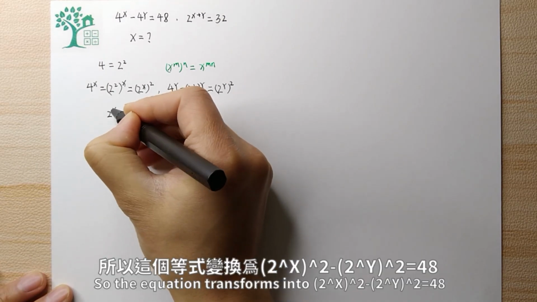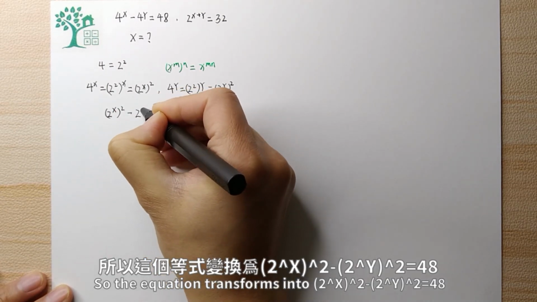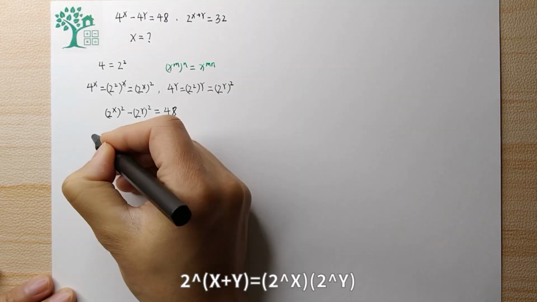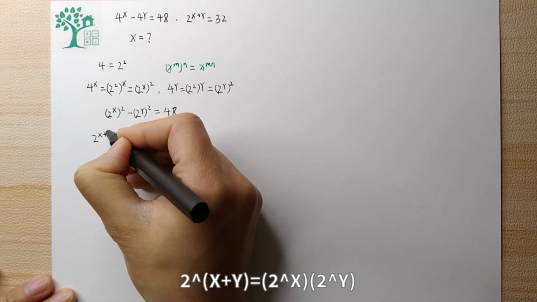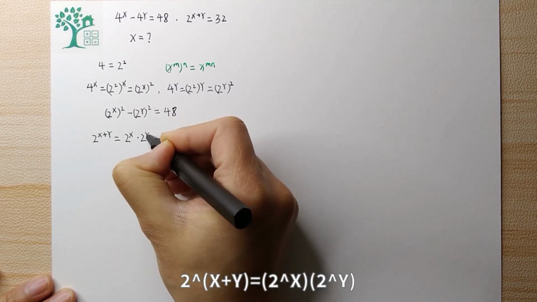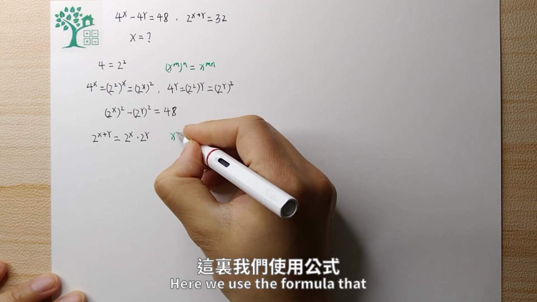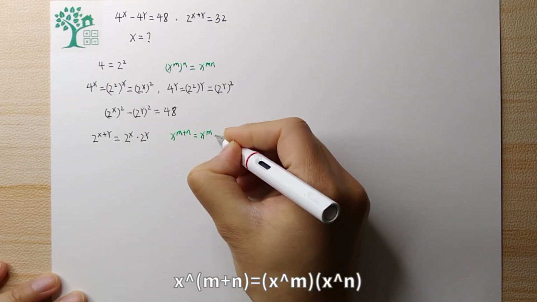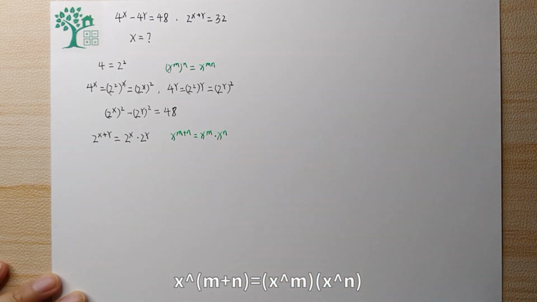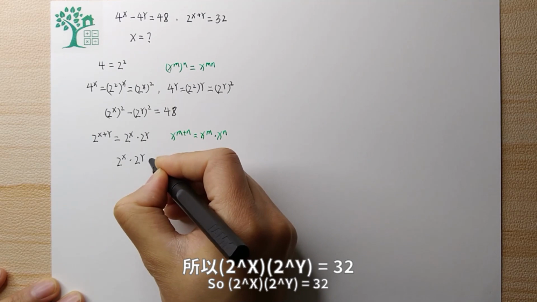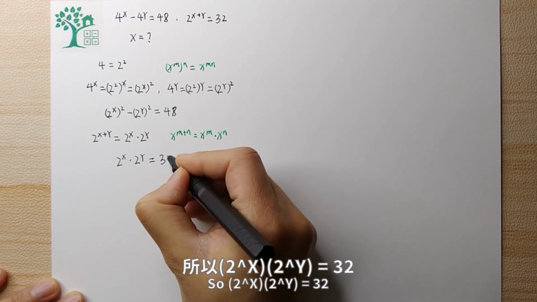So the equation transforms into 2 to the power of x squared minus 2 to the power of y squared equals 48. 2 to the power of x plus y equals 2 to the power of x times 2 to the power of y. Here we use the formula that x to the power m plus n equals x to the power of m times x to the power of n. So, 2 to the power of x times 2 to the power of y equals 32.